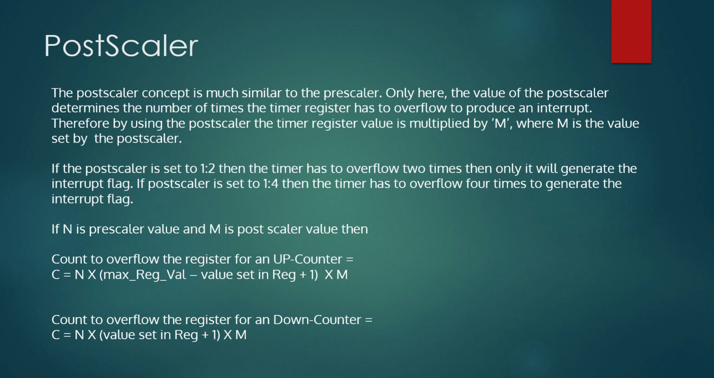And for the down counter, it is much simpler. The count will be n, the prescaler value, multiplied by m, the postscaler value, multiplied by whatever value you have set inside the register plus 1. So this is your concept of prescaler and postscaler.